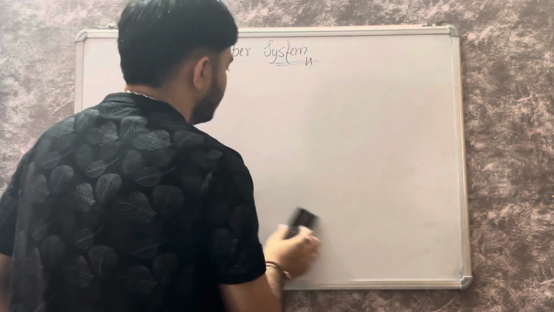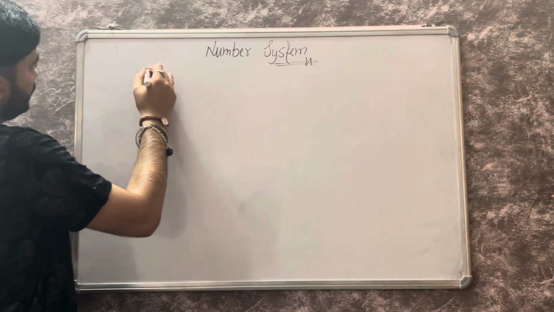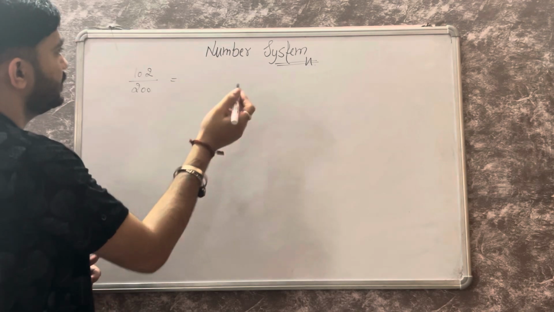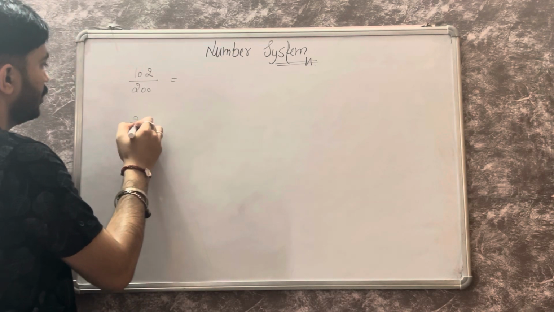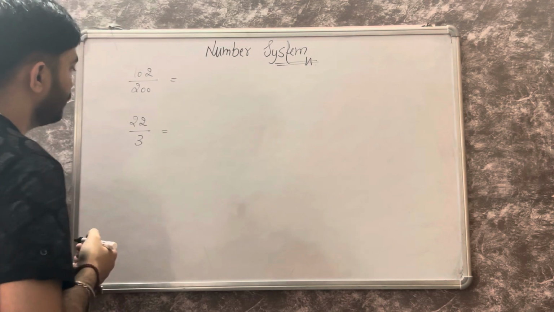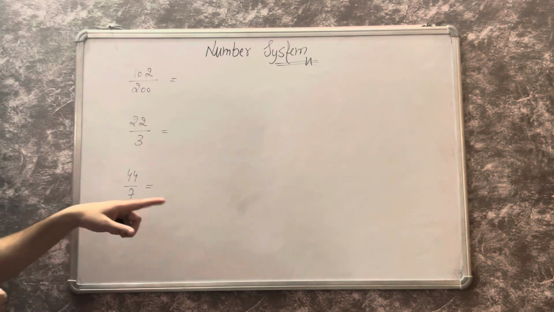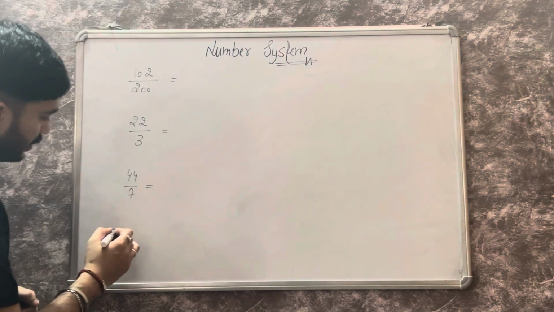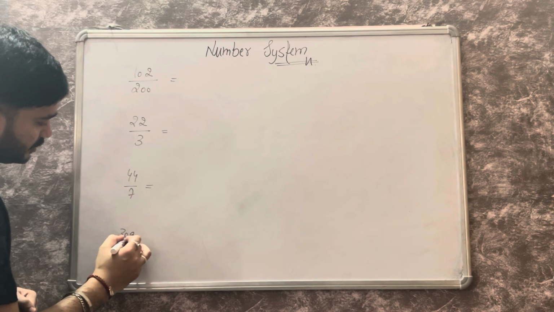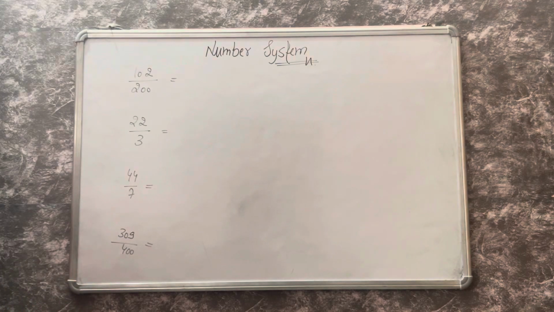Let us have some examples here. Say 102 divided by 200 is given to us. We have to tell, is this a rational number or not? 22 divided by 3 is given to us. We have to say, is this a rational number or not? 44 upon 7 is given to us. We have to say, is it a rational number or not? And we are given 309 divided by 400, and we have to say, is it a rational number or not?